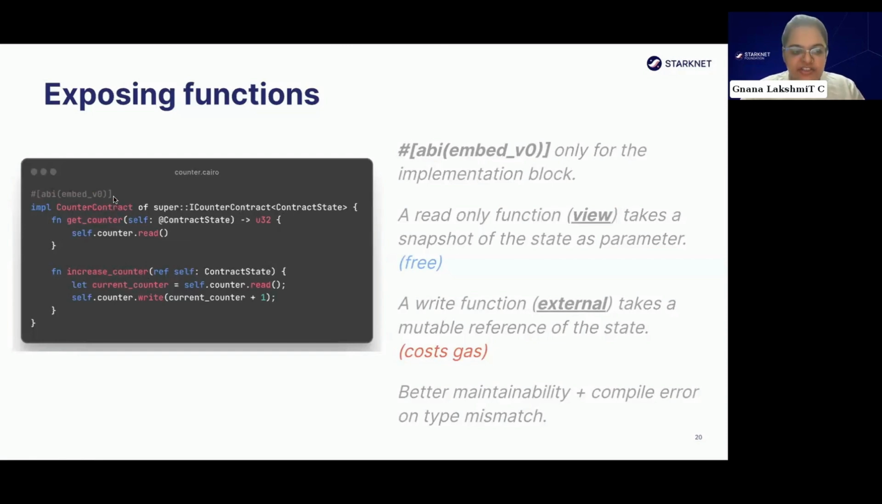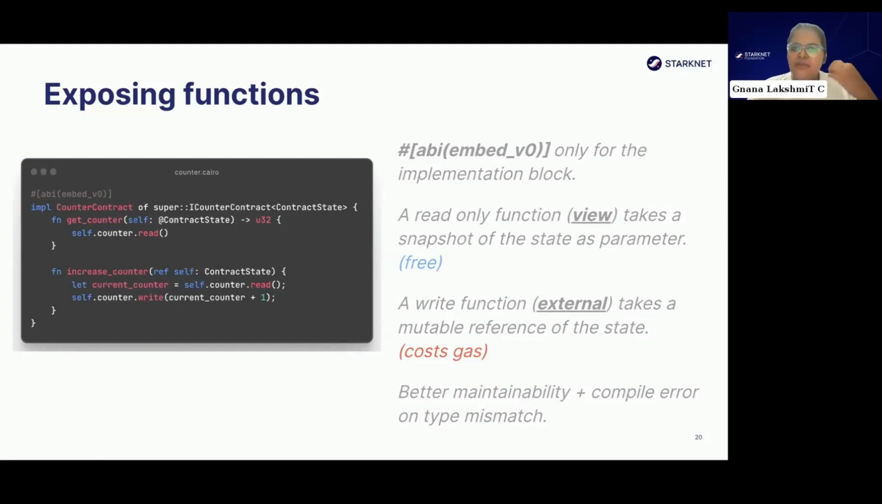Now, for this implementation block, if you want these functions to be able to be called externally, then you have to add this annotation called ABI embed underscore V0. This is an important annotation that tells the compiler that this particular implementation block can be called externally. So this is the first thing that you need to understand. Now automatically you're exposing these functions to being called externally. Okay. Now, what are the other nuances of calling a function?